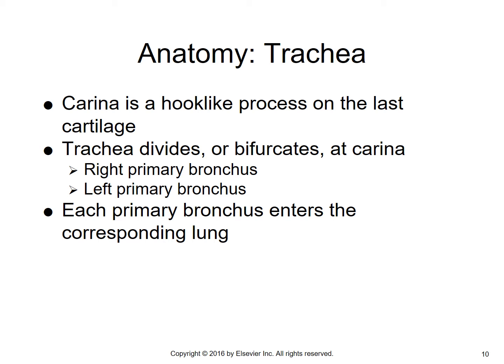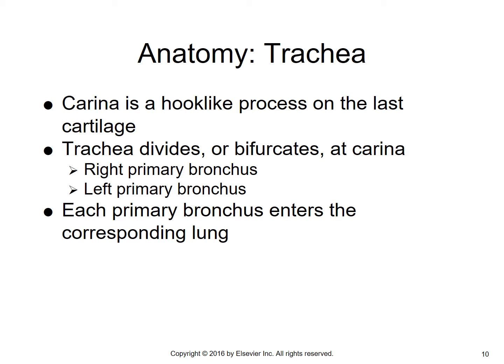The carina. The carina is a hook-like process on the last cartilage. It's that point where the trachea, what we call bifurcates or separates into two tubes. So the trachea bifurcates or divides at the carina into what is called the right primary bronchus and the left primary bronchus. So you can call them primary or main stem, main bronchi.